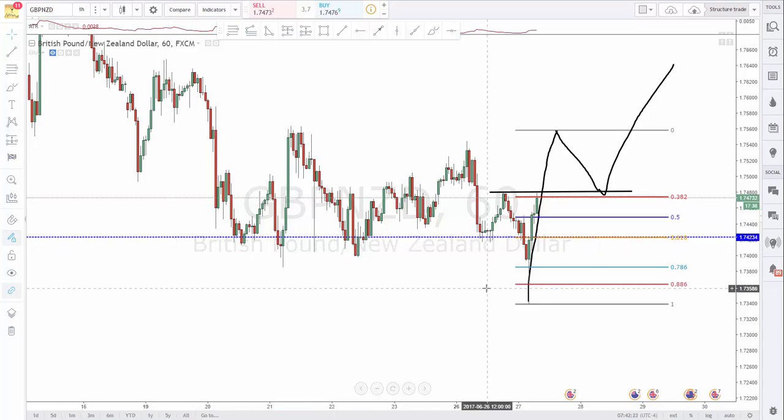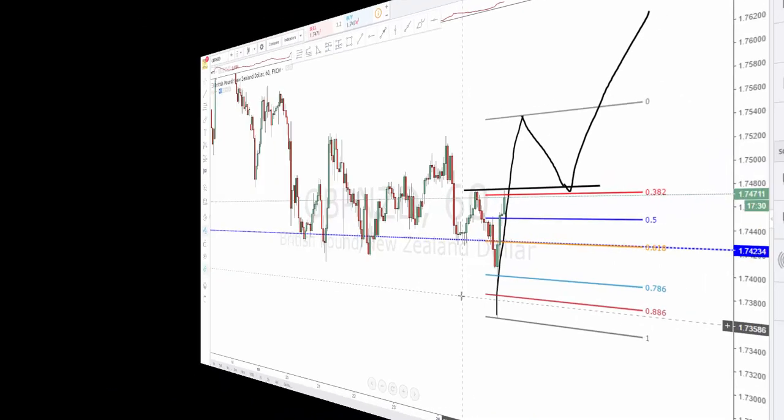So what I'll do is go ahead and pause the video, and I'll come back if this trade ends up playing out correctly, pulling back, and if I get an opportunity to take this trade.